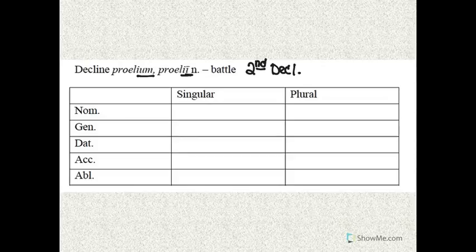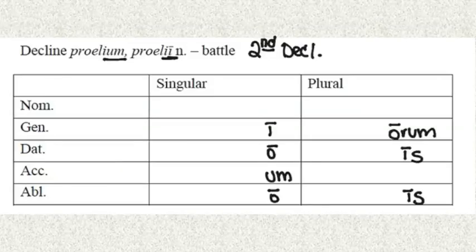Okay, let's take a look at the endings. I'm first going to write down the endings with which you are already familiar because they are shared with the second declension masculine endings. For the singular, we have -ī, -ō, and -ō. For the plural, we have -ōrum, and then -īs for the dative and ablative plural. Now let's look at the endings which are unique to the neuters of the second declension. We have -um in the nominative singular, and then -a for the nominative and accusative plural.